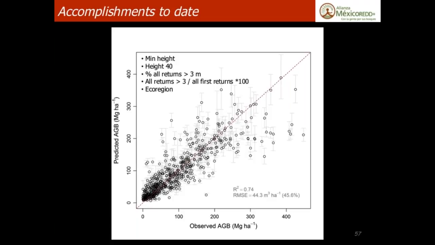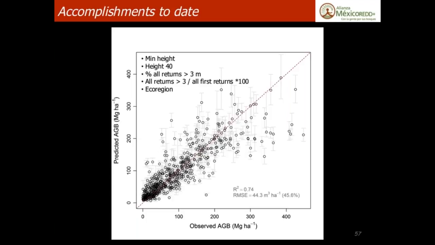Here we used a stepwise approach to select the four most important metrics for mapping biomass. Additionally, we also incorporated ecoregion because we were trying to develop a model for the entire country at the same time. And as I showed you in the previous slide, and as you well know, there's a great deal of ecosystem variability across the country. We wanted to make sure we accounted for that in our model.